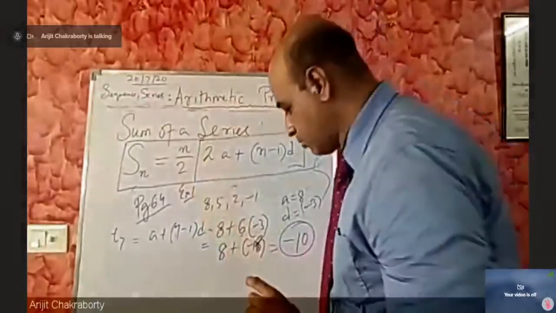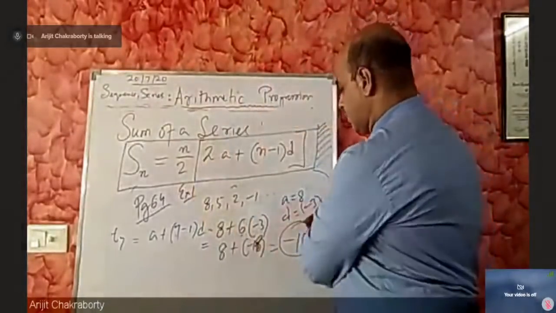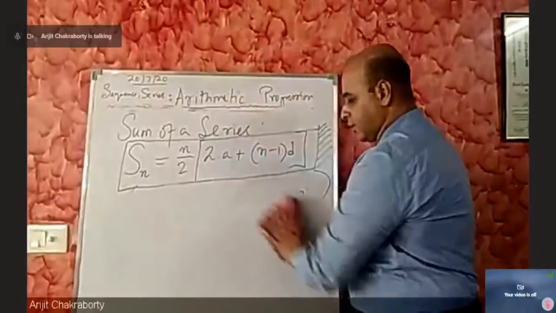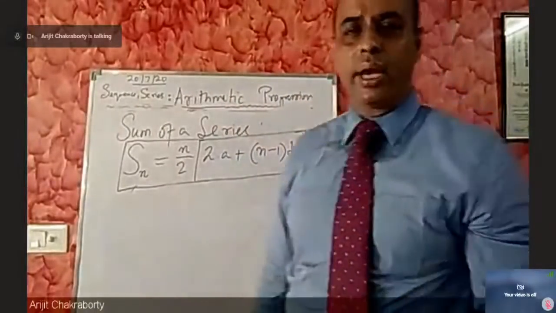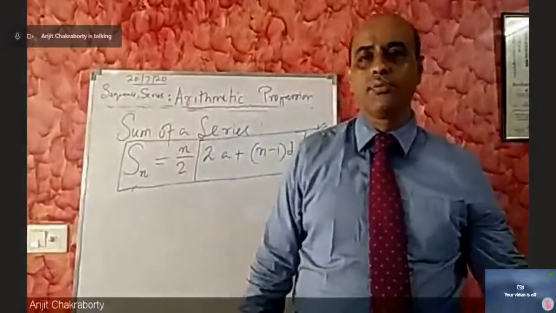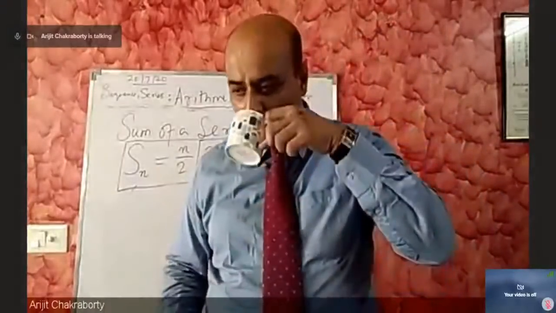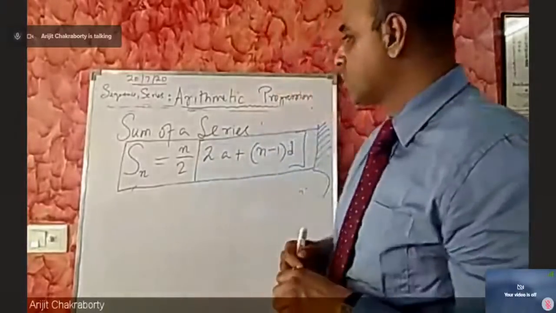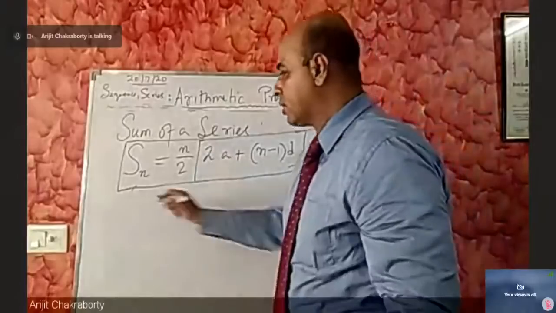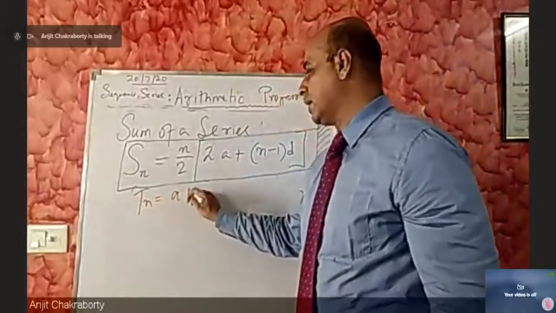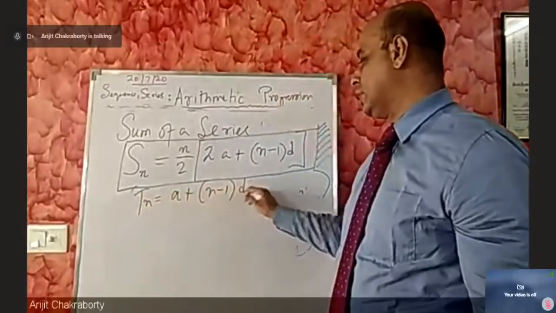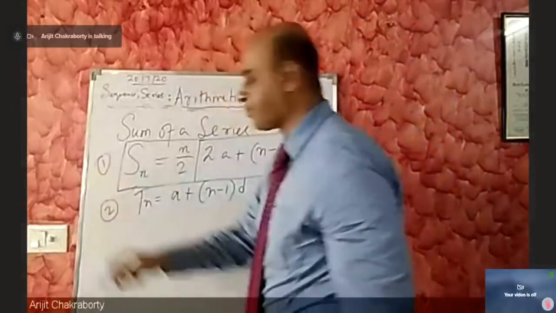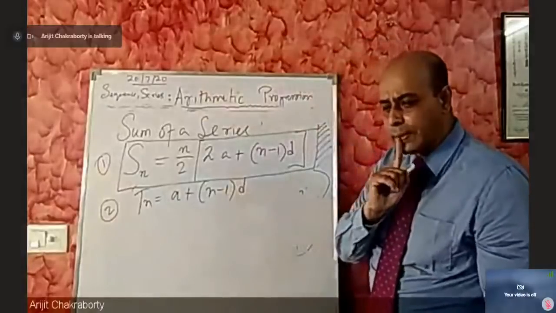We need to remember some more formulas here and then we will do the exercise questions. Because many of the examples are already solved, I'll focus more on the exercises. Now some more formulas. Tn we know is A plus n minus 1 into D. This also we saw. So formula 1, formula 2. Now here I write the formulas.